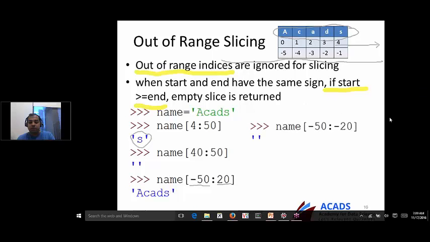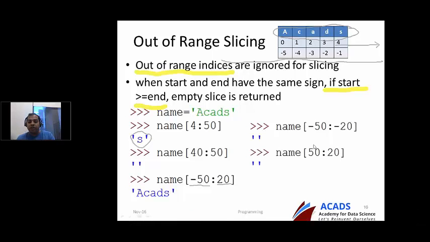Some more examples. If I have -450 colon -20, in this case again I get an empty string because indices are out of range, and the same with positive indices. In fact, in this case there are two issues. One is that start is bigger than end, and secondly, even if we consider individual indices, they are outside the range.